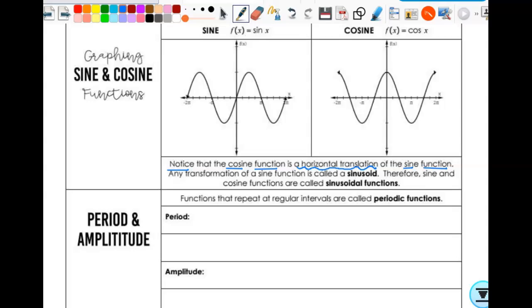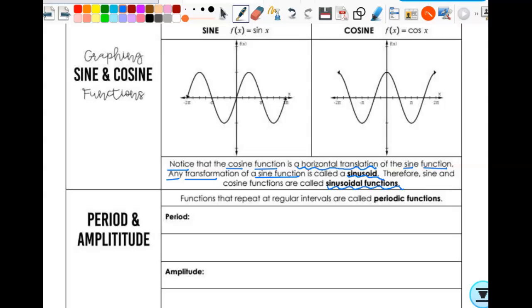So it says any transformation of a sine function is called a sinusoid. Therefore, sine and cosine functions are called sinusoidal functions. Okay, so when you have sine waves or sound waves or whatever, they're all sine functions. We could write them as cosine functions, but we don't call anything cosinusoidal. Like that just doesn't make sense.